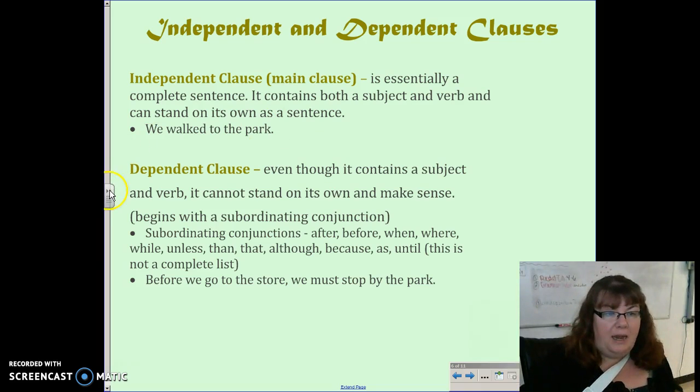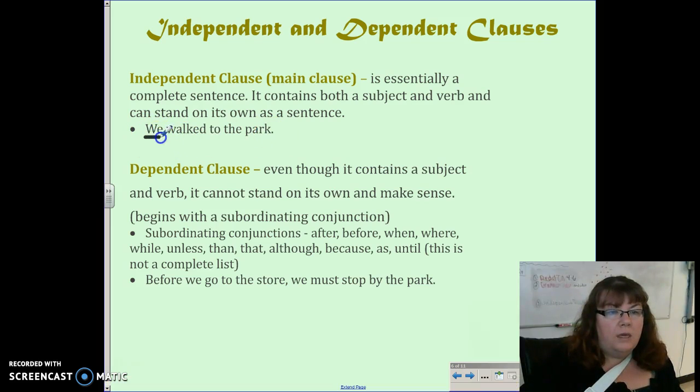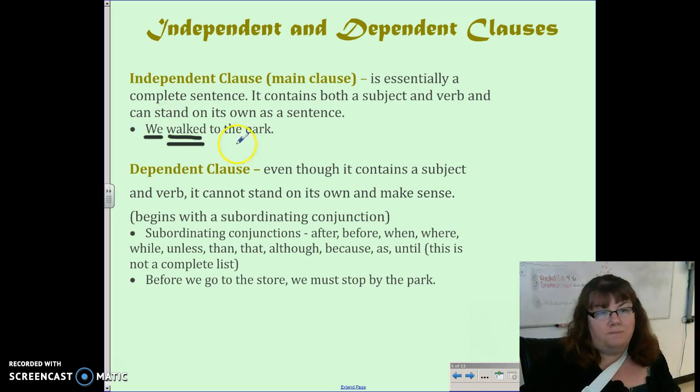It has a subject, it has a verb. So when we're looking at this sentence example, "We walked to the park," we is our subject, walked is our verb. So it has a subject, it has a verb, and it makes sense. It is a complete sentence on its own. It doesn't have the dependence aspect that we're going to look at down here. So it's the main clause, the main idea of what the sentence is about.